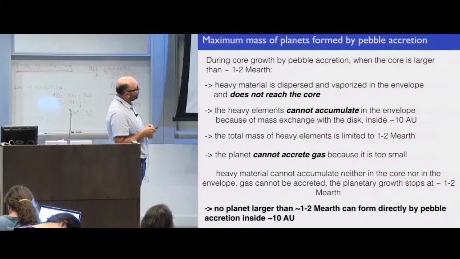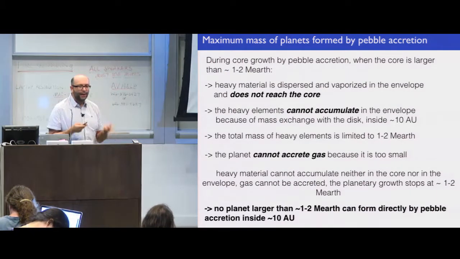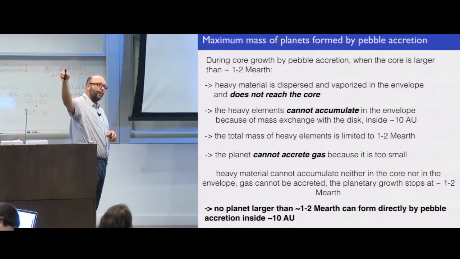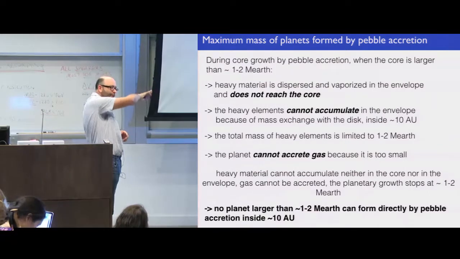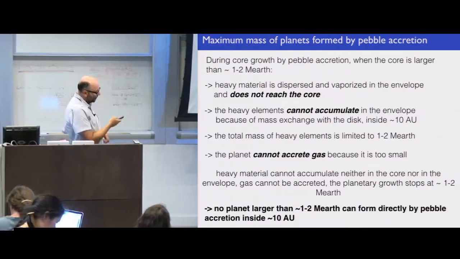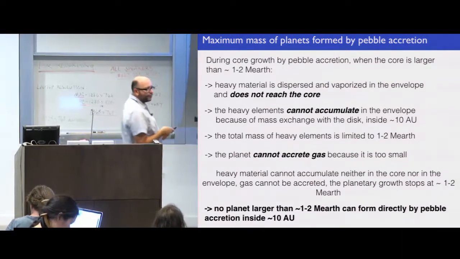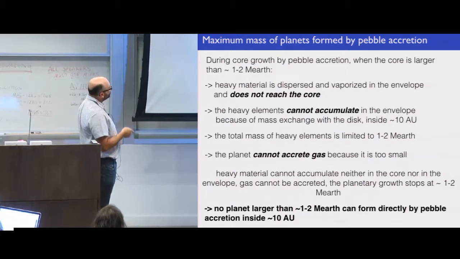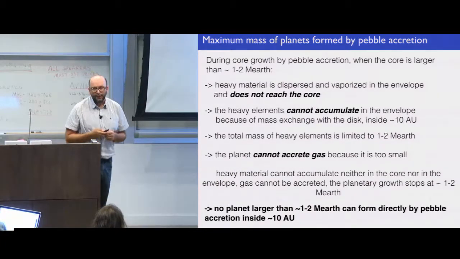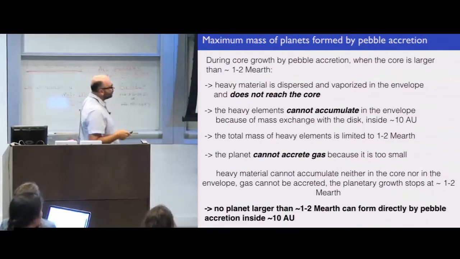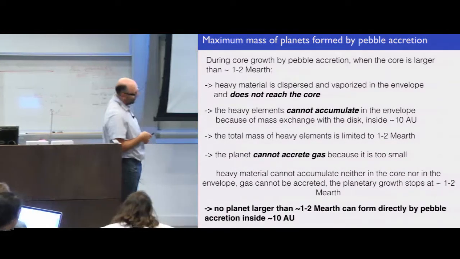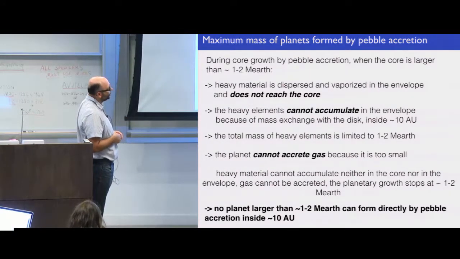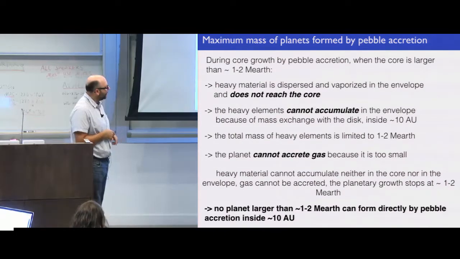But because there is exchange with the disk, when you are inside 10 AU, you cannot accumulate the heavy elements in the envelope. So the heavy elements that come from the pebbles are deposited in the envelope, and then the envelope is lost. So you cannot increase the total mass of heavy elements in the planet. The only way you have to try to increase the mass of the planet is then to accrete gas. But at 1 to 2 Earth masses, in fact, the accretion of gas is very inefficient. So you cannot increase the amount of solids, you cannot increase the amount of gas, and so you cannot grow the planet beyond 1 to 2 Earth masses if you are inside 10 AU.